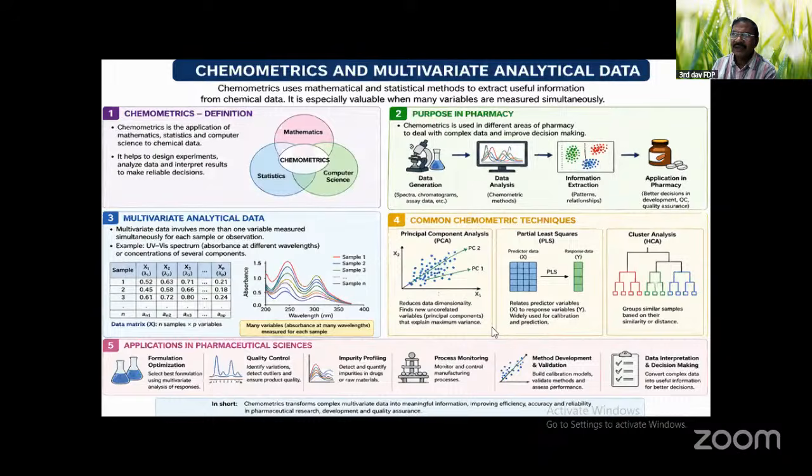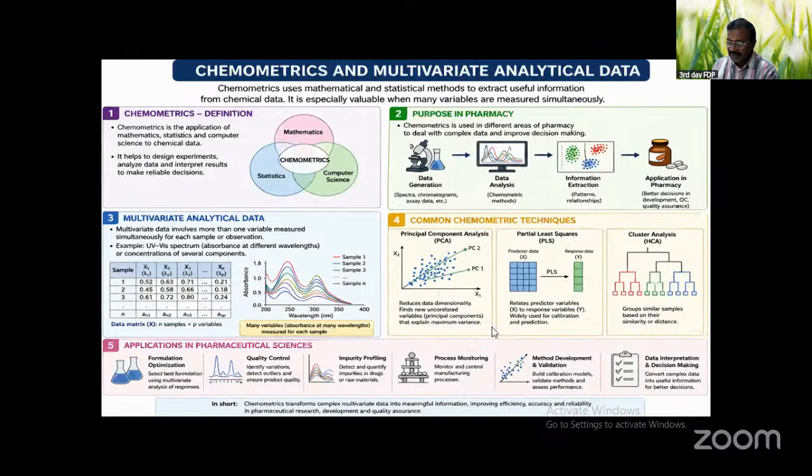By using multivariate analytical data, you can use more than one variable measured simultaneously for each sample and observation. That means in case of UV-visible spectrum recording, various absorbances at different wavelengths and various concentrations at different wavelengths, you can study in one step of the process. Common chemometric techniques applied in this practical approach are principal component analysis, the PCA model; second, partial least squares analysis, the PLS model; and cluster analysis, HCA.